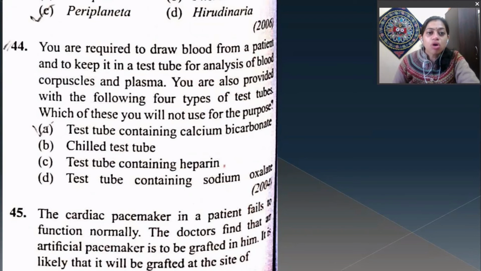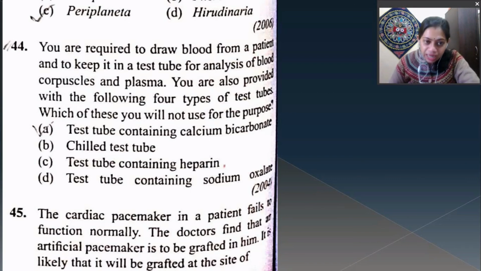You are required to draw blood from a patient and to keep it in a test tube for analysis of blood corpuscle and plasma. That means we do not allow it to coagulate, or we have to keep it as it is, right? So you are also provided with 4 different types of test tube. Which of these will not use for this purpose? Test tube containing calcium carbonate. Chilled test tube should be used. Test tube containing heparin, because हमें anticoagulant चाहिए ताकि coagulation ना हो. Test tube containing sodium oxalate में help करता है, तो ये भी चाहिए. Will not use for this purpose is test tube containing calcium bicarbonate.